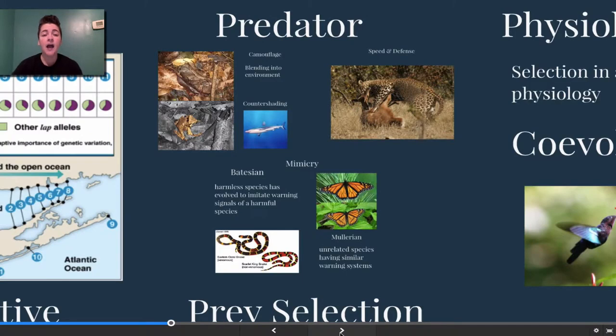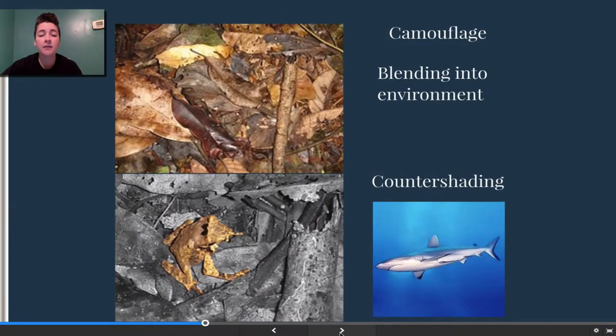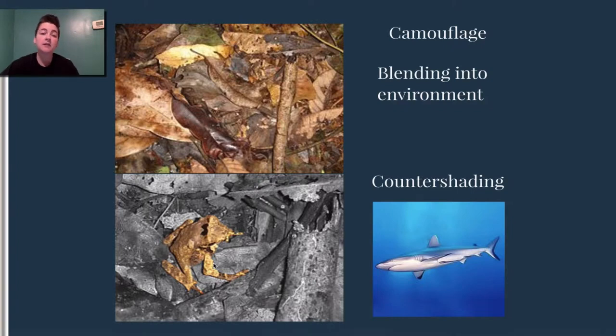Predator-prey selection has several different methods of selection. One would be camouflage, blending into the environment. In the picture above, there is a frog. The picture below kind of highlights where that frog is. It's very difficult to see. It's blending into its environment. When it blends into its environment, it's difficult for predators to pick up on it. So the better it can blend, the more it can survive.